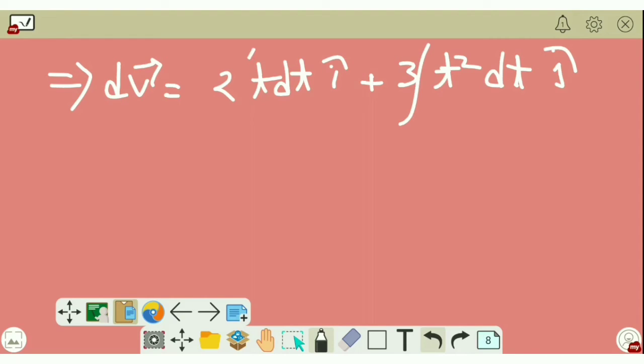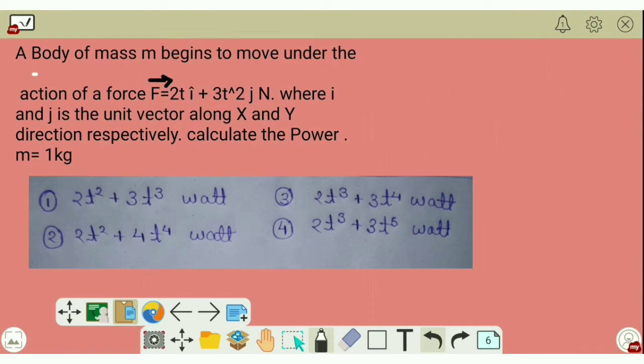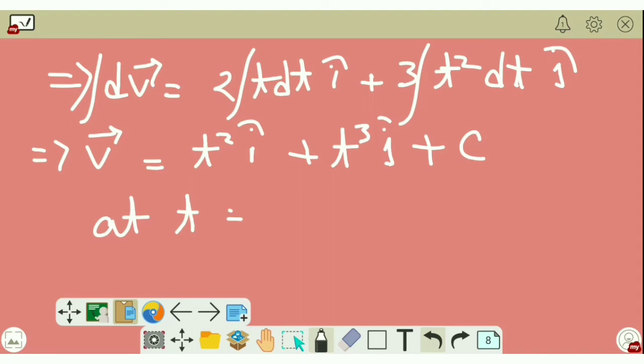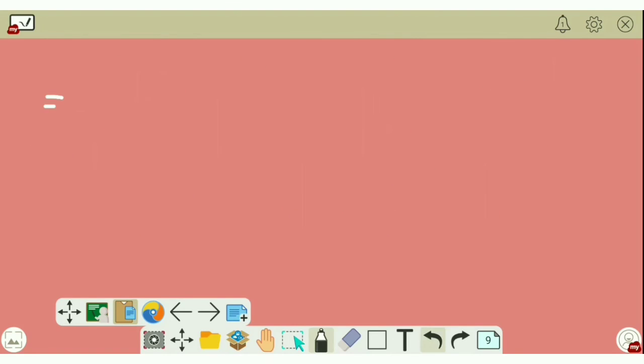So integrate both sides with respect to t. Then we will have v vector is equal to t square i cap plus t cube j cap plus an integration constant c. Now in our question it is said that a body of mass begins to move. That means at t is equal to 0, the body is at rest. That means its speed at t is equal to 0 is equal to 0. Hence we can say c is equal to 0 from this equation. So we have v vector is equal to t square i cap plus t cube j cap.